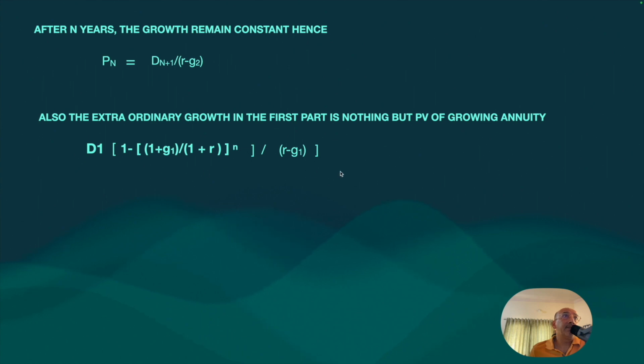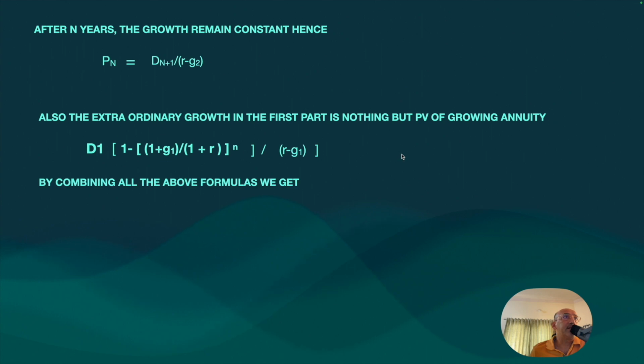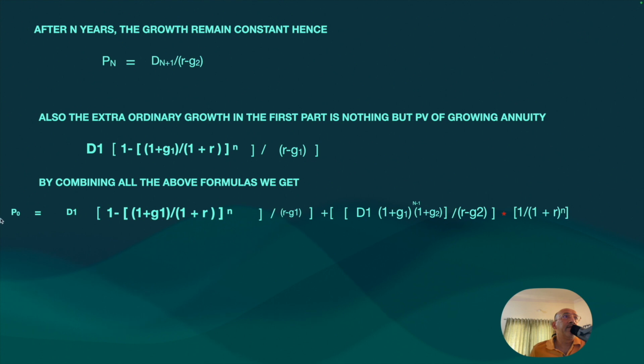So for till the nth period, we are going to use this formula, that is d1 into 1 minus 1 plus g1 divided by 1 plus r whole to the power of n, whole divided by r minus the growth rate. So by combining all the above formulas, we get this formula that the present value is equal to d1 into 1 minus 1 plus g1 divided by 1 plus r whole to the power of n divided by r minus g1, plus you will get, this will get deducted into this.